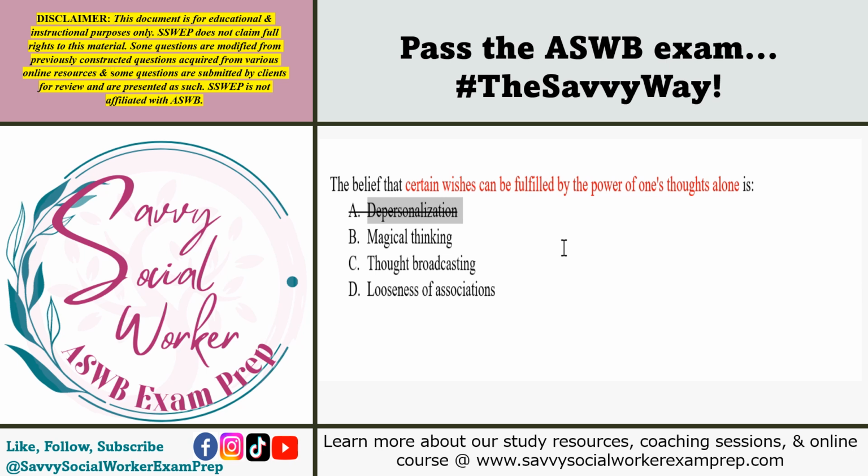Okay, so the next definition, magical thinking. Is this when certain wishes can be fulfilled by the power of one's thoughts alone? This does sound similar to magical thinking, because magical thinking is when a person believes that their specific words or their thoughts or how they're feeling can influence things that are happening in the external world. So because I think it, because I speak it, because I feel it, this influences what's going on around me. This can influence that. So this is magical thinking. This is common a lot of the time in young children. So we're going to pause that one.